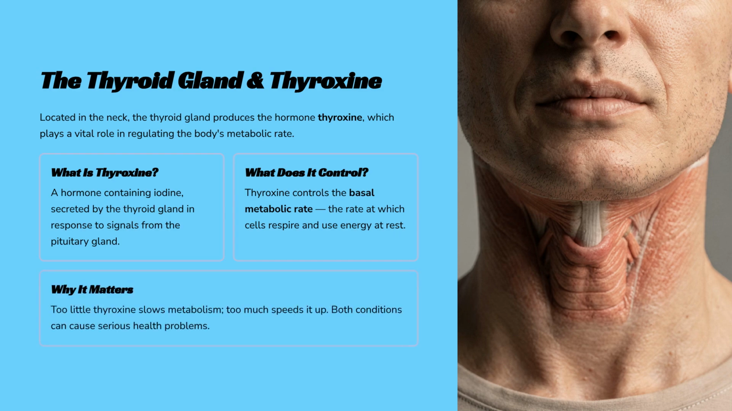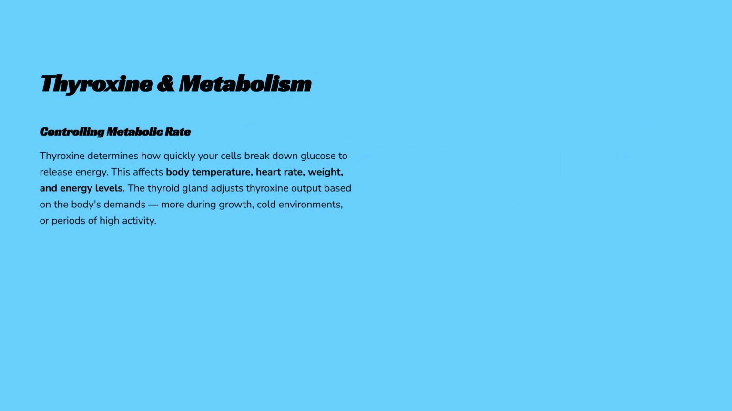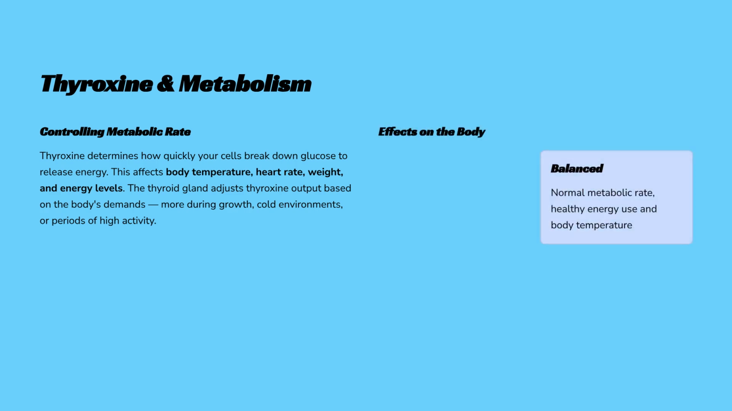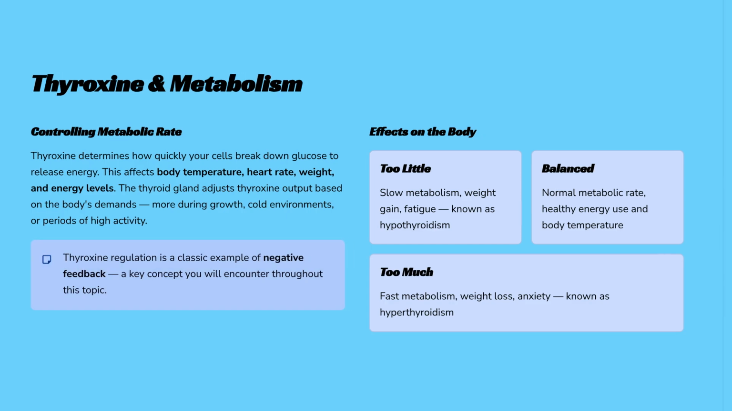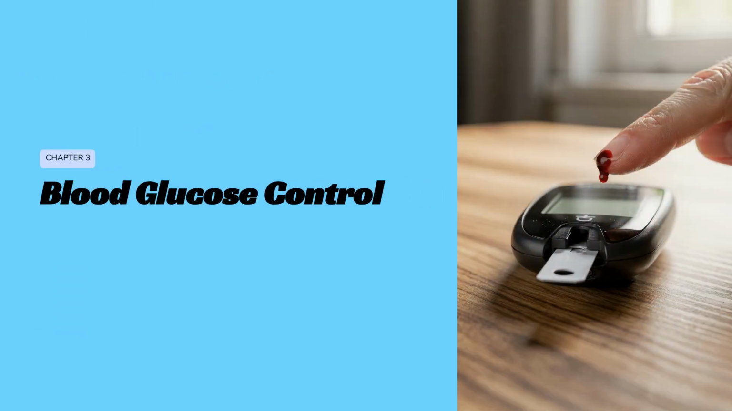Imbalances can cause health problems. Thyroxine controls how fast cells break down glucose for energy, affecting body temperature, heart rate, weight, and energy levels. Too little causes hypothyroidism, while too much causes hyperthyroidism. Regulation involves negative feedback. Chapter 3 explores blood glucose control, focusing on how the pancreas uses insulin and glucagon to maintain safe blood glucose levels.